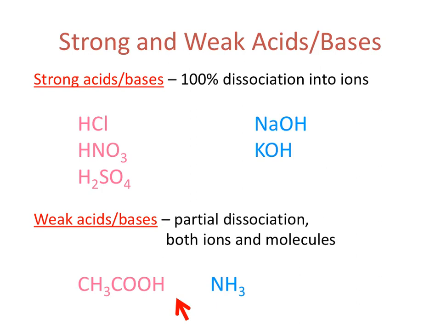So here you see some strong bases and acids, and then just a couple of examples of weak acids and bases. So the acids, I guess there's just 3 that you have to know. That's nice of me. So hydrochloric acid, nitric acid, and sulfuric acid, those are 3 common strong acids.